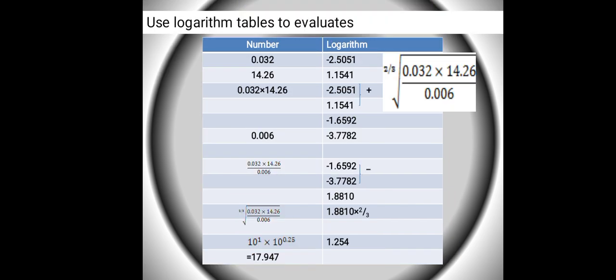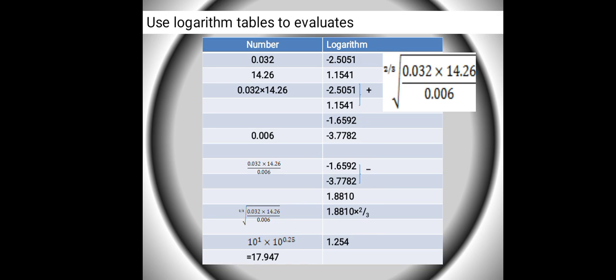Use logarithm tables to evaluate the square and the cube root of 0.032 multiplied by 14.26 all over 0.006.